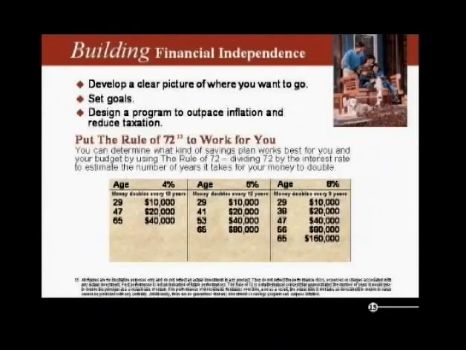And what it simply shows is if you take the number 72 and divide it by the interest rate that your money is growing at, the answer is how long it takes for your money to double at that interest rate. So if you take a look here at what $10,000 would do growing at 4% return, well, 72 divided by 4 is 18, which means it would double every 18 years. Therefore, from age 29 to age 65, it would double 2 times, and your $10,000 would turn into $40,000.